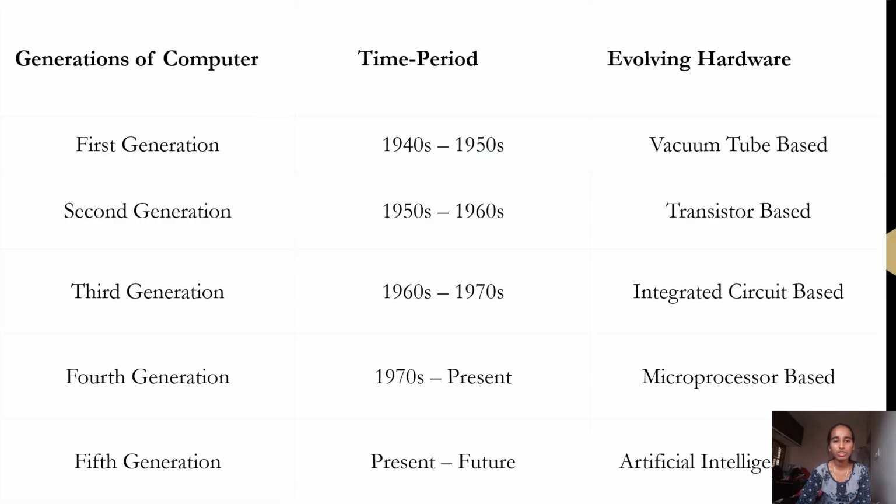Let us see the generations of computers with their time period and evolving hardware. The first generation was from 1940 to 1950 and the hardware was vacuum tube based. The second generation was from 1950 to 1960s, that is transistor based. The third generation was from 1960 to 1970, that is integrated circuit based. And the fourth generation, 1970s till now, that we are using, is microprocessor based. And the fifth generation is present and the future, with artificial intelligence.